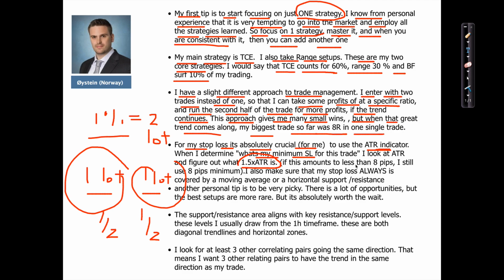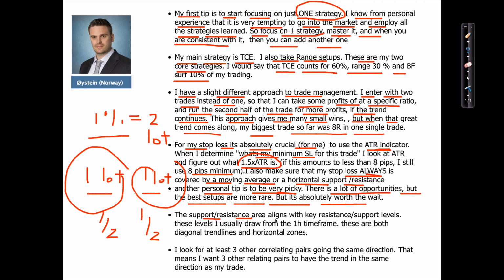If this amount is less than 8 pips, I will always take 8 pips minimum. All right, okay. I also make sure that my stop loss is always covered by a moving average, support or resistance, right? So that's what I mentioned, right? Another personal tip is to be very, very picky. There are lots of opportunities, but wait, the best setups are more rare, but it's absolutely worth the wait.